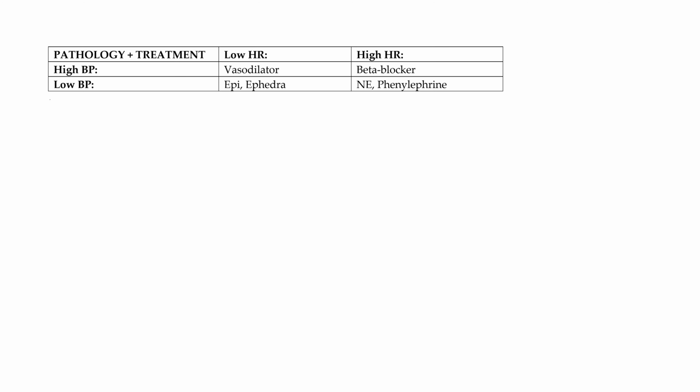Now, if you have a high blood pressure and a high heart rate, that one we have talked about. That can just be a simple beta blocker. You're effectively blocking beta receptors and thereby lowering blood pressure and also slowing down the heart. So it takes care of both problems at once.